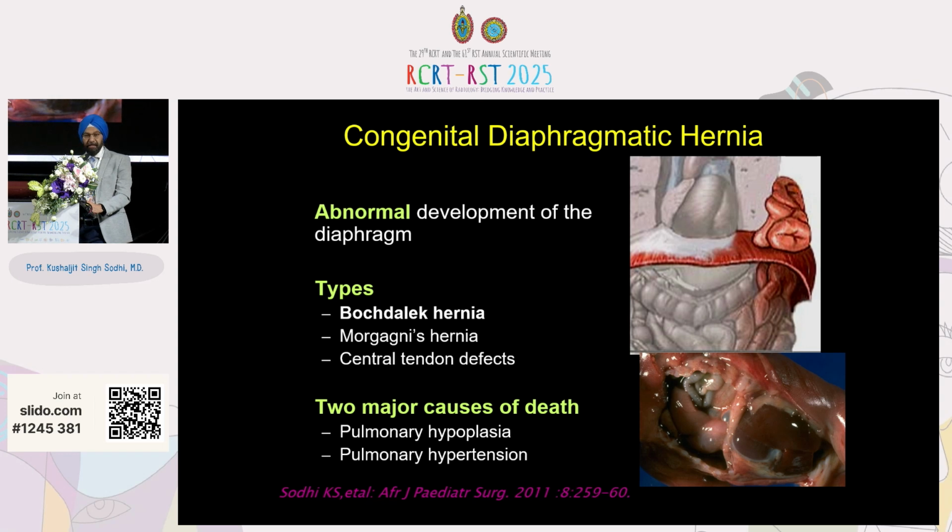Moving on to congenital diaphragmatic hernia, which I would say radiologically would be the easiest to pick up on, even on a plain radiograph. So this results from an abnormal development of the diaphragm. And this can be a Bochdalek hernia, Morgagni hernia, or a central defect, depending upon if it's on the right side or the left side, and if the defect is anterior or posterior. The major causes of demise of a child result from pulmonary hypoplasia and pulmonary hypertension in these children.